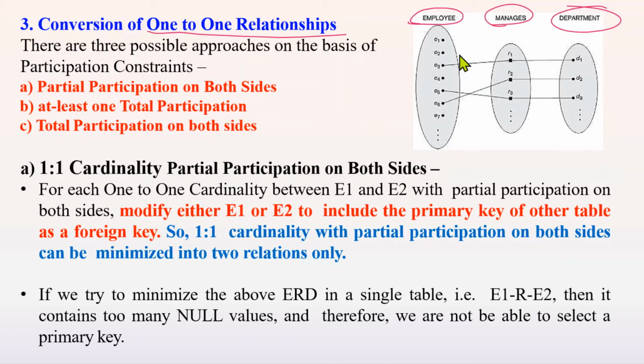Two employees cannot participate in the same relationship here. As E3 is participating in R1 and R1 is linked with D1, we can say that E3 is the manager of D1. So E3 cannot be linked with any other relationship.